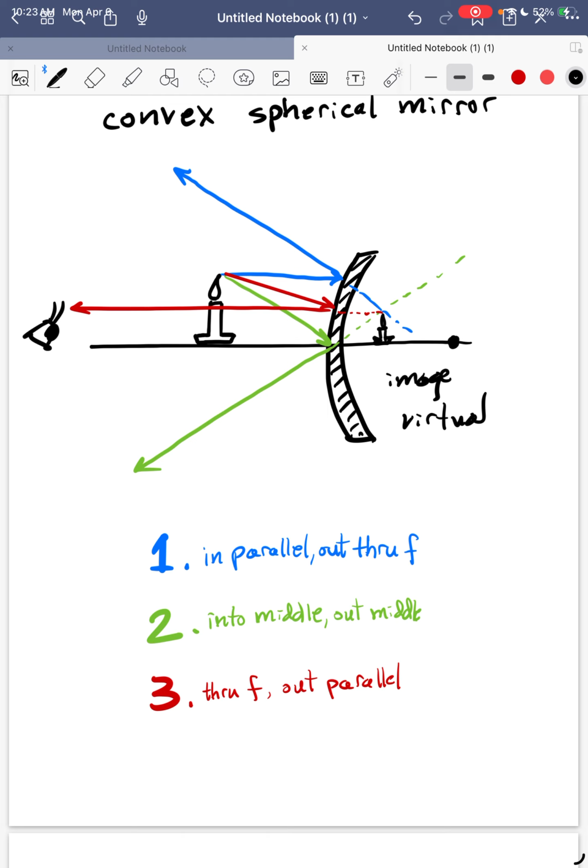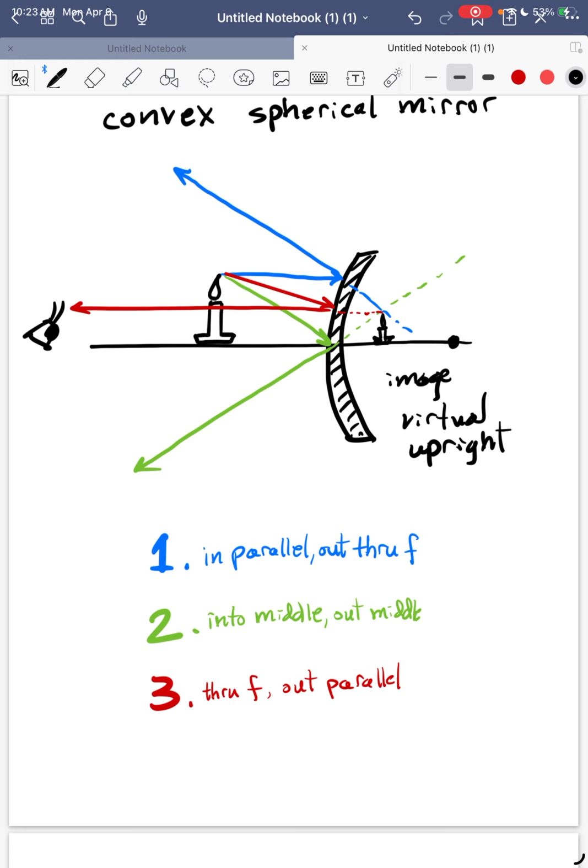And there are no photons on that side of the mirror. If I took a little index card and put it over here, I wouldn't see a flame flickering on that index card because these are just imaginary extensions of the rays. The actual photons are only being carried by these solid lines. That's where the actual photons travel. There are no actual photons back there, so that's why it's virtual. The other thing about it is it's upright.